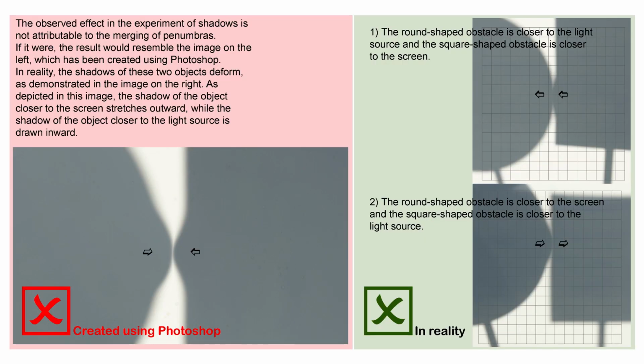The observed effect in the experiment of shadows is not attributable to the merging of penumbras. If it were, the result would resemble the image on the left, which has been created using Photoshop. In reality, the shadows of these two objects deform, as demonstrated in the image on the right. As depicted in this image, the shadow of the object closer to the screen stretches outward, while the shadow of the object closer to the light source is drawn inward.